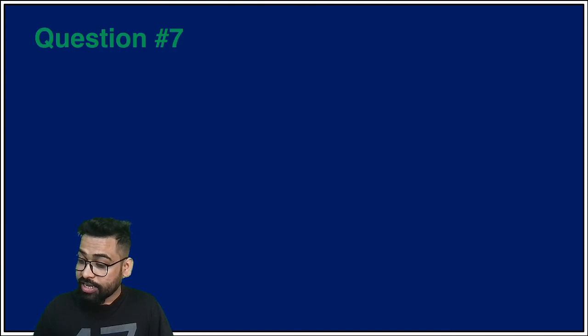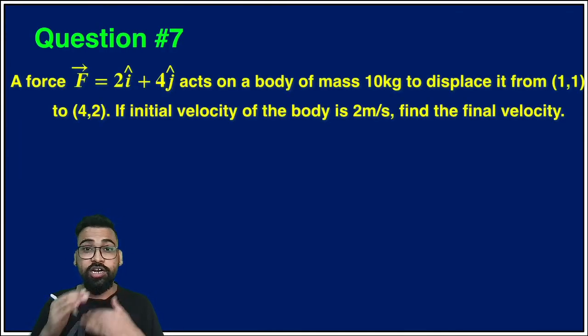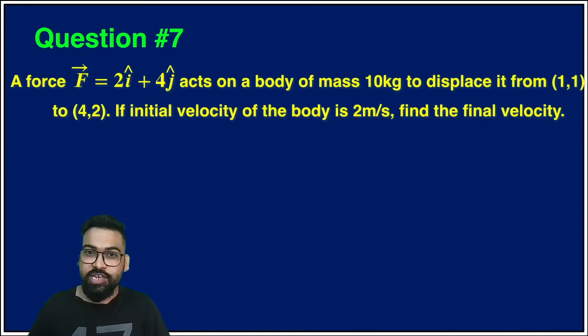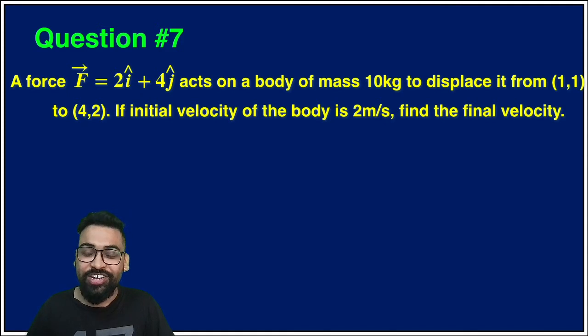Next question, if we take question number 7, what is being told to us? Now this is a little different question. Force is given in vector form. You might be thinking about conservative and non-conservative force. Don't right now. Let's read this question. A force 2i plus 4j acts on a body with a mass 10 kg, displaces it from a point 1, 1 to a point 4, 2. Initial velocity was given 2 meters per second. Final you have to find.